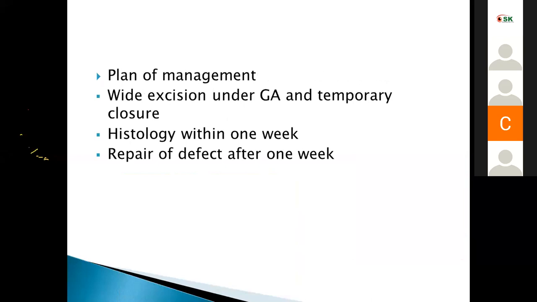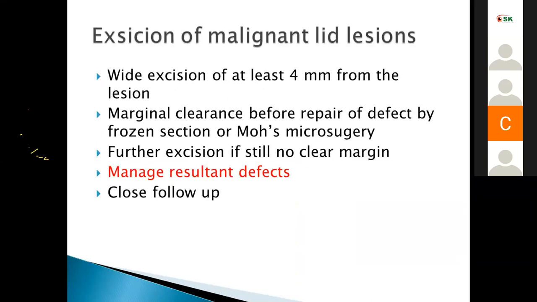So back to our patient. Our patient, if you remember very well, had a very big upper lid margin mass. So the plan of management was a wide excision, of course. And for us, we planned a temporary closure for the lid and wait for histology for 1 week and repair the defect after that 1 week. We'll discuss that week delay as we go forward.